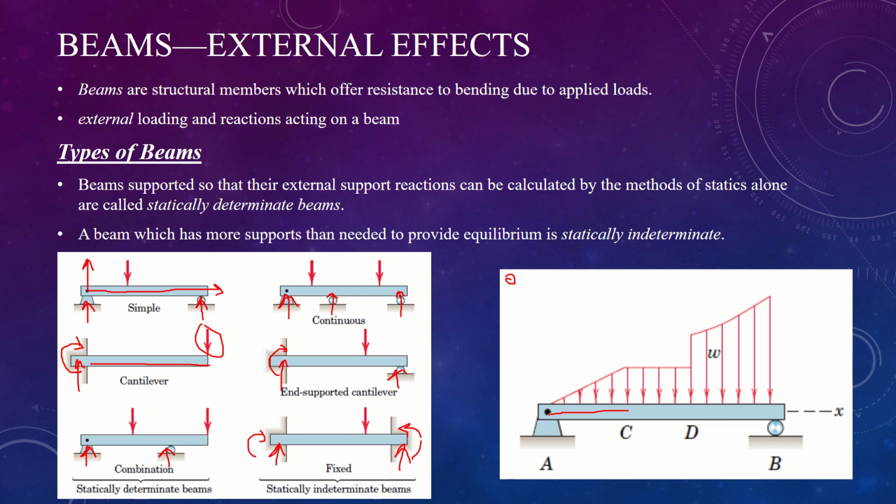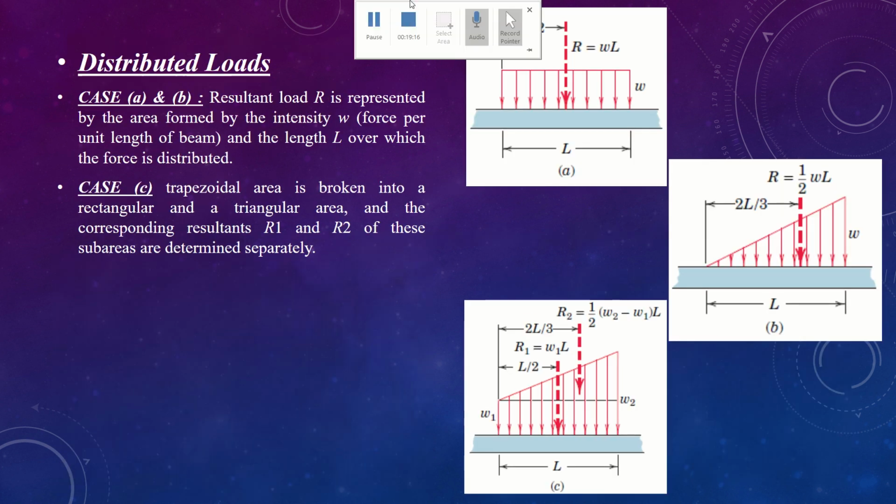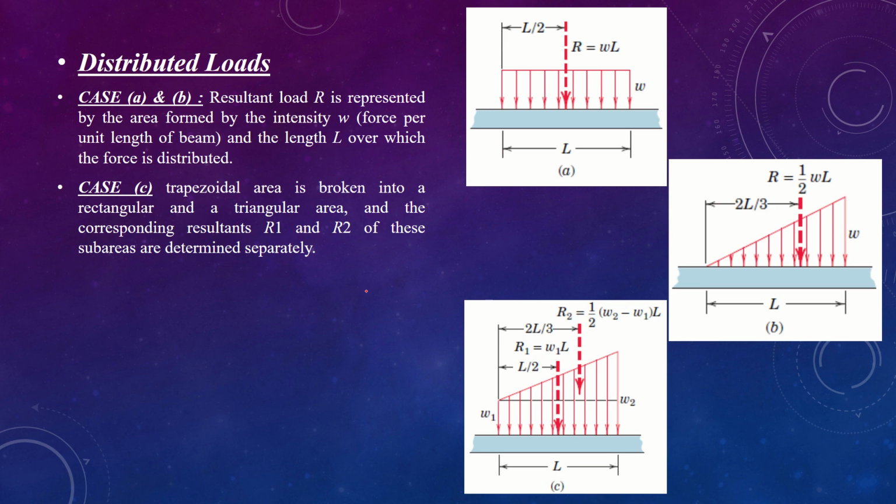Now let us look at what distributed loads are. The distributed loads are shown right here in the 3 types of load distribution. The first type of load distribution is a uniform area distribution. If you remember correctly, you have an intensity W distributed over length L. Now the W is defined as load per unit.